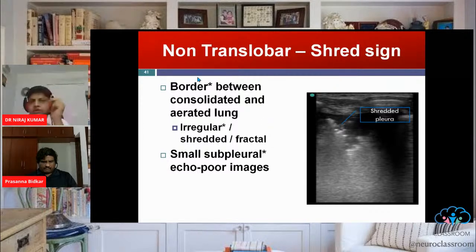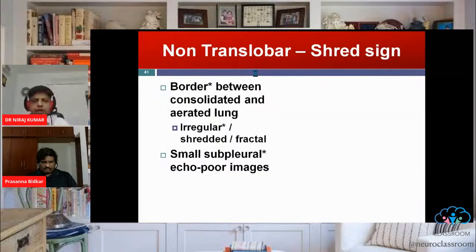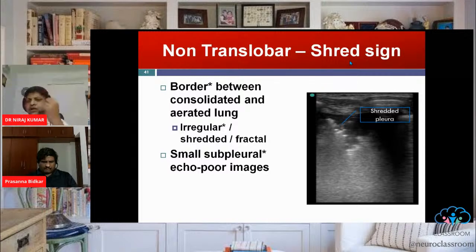The first pattern is non-translobar consolidation, also called the shred sign, because the consolidation is present in the subpleural region, and the border between the consolidated lung and the normal aerated lung is shredded, fractured, or irregular in appearance. Remember, this pleural border is not smooth. In a normal healthy lung, it is a smooth pleural line. But here the pleural border is shredded, irregular in appearance, and you also get subpleural echo-poor images. That is the unique character of the shredded pattern of non-translobar consolidation.